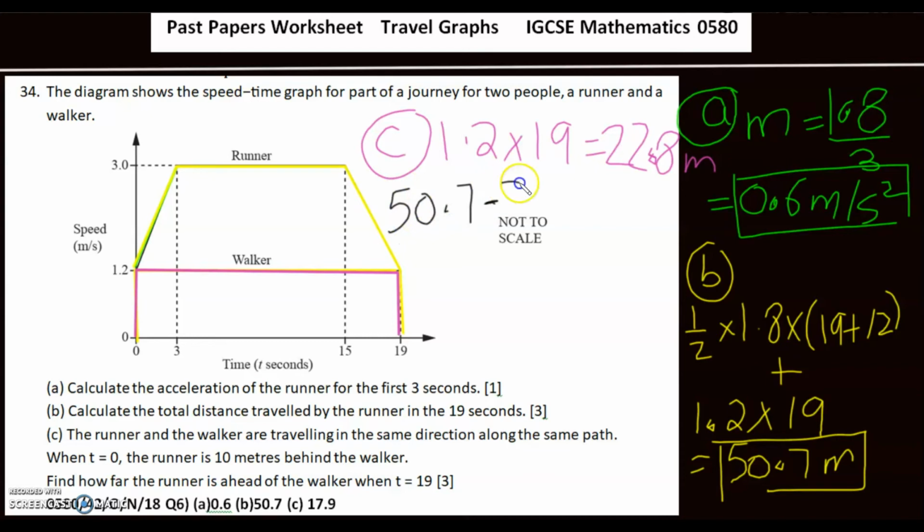50.7 minus 22.8, and also at the start of the time, when time is equals to 0, the runner is 10 meters behind the walker. So we'll have to adjust that as well. So this gives 50.7 minus 22.8 gives 27.9. And then we also have to subtract a 10 from the answer to make adjustments for this, because the runner was 10 meters behind initially. So we subtract 10 from the answer and we get 17.9 as the final answer.